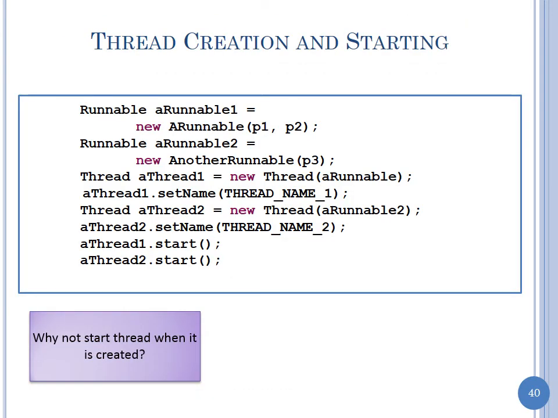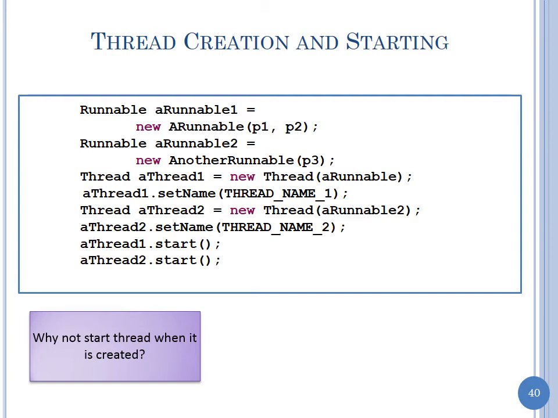So to make this all concrete, with an abstract example, you will create a runnable, which is an instance of some runnable class that implements the runnable interface. That class could be called a runnable, it could be called another runnable, so you could have many runnables. So I have a runnable that is an instance of a runnable. I have a runnable 2 that's an instance of another runnable.